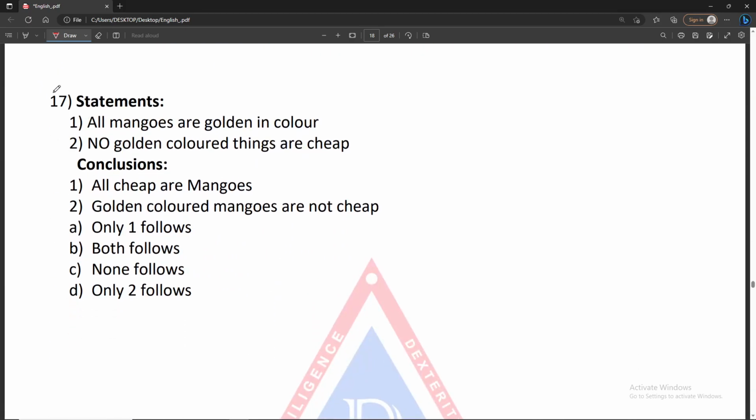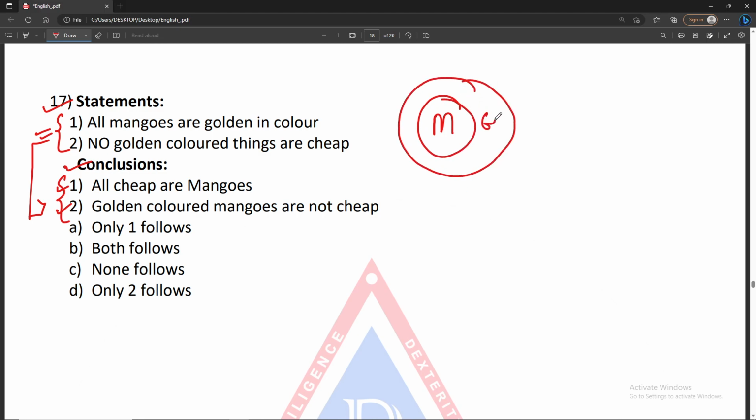So the next question is about statements and conclusions. So there are 2 statements given and 2 conclusions given. With regard to the statements, we have to find whether both the conclusions are correct or not. The first statement states all mangoes are golden in color. We can write all mangoes are golden in color. So the first statement is complete. The second statement says no golden color are cheap. That means no golden are cheap.